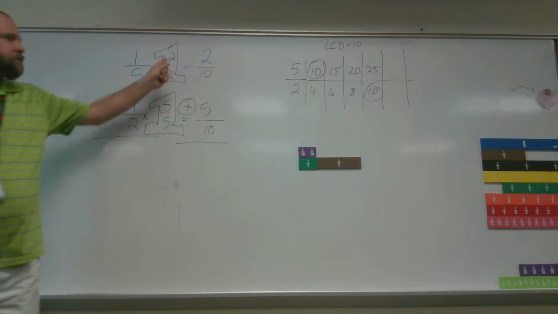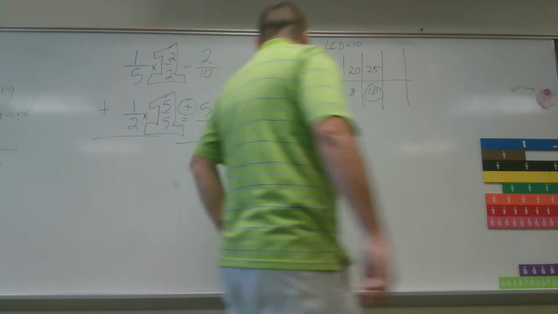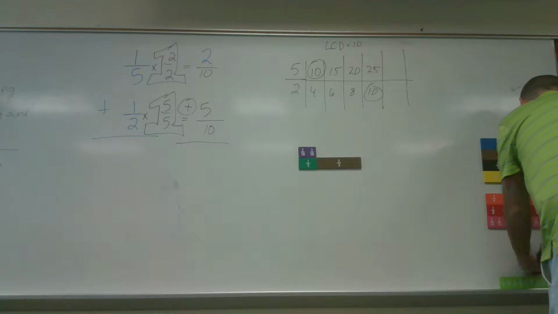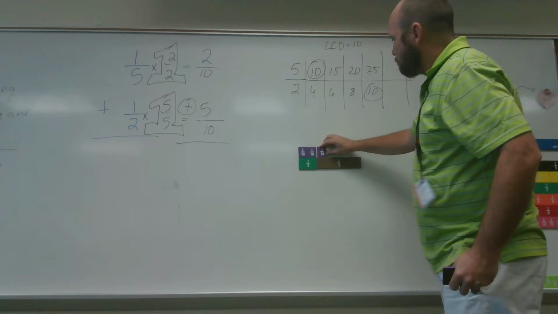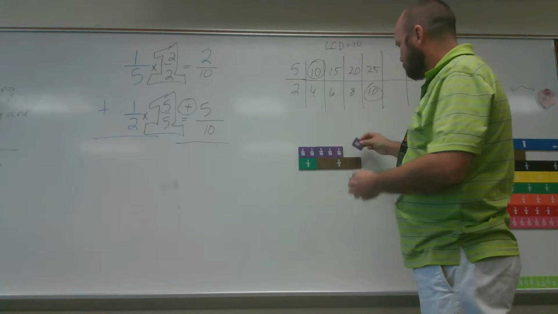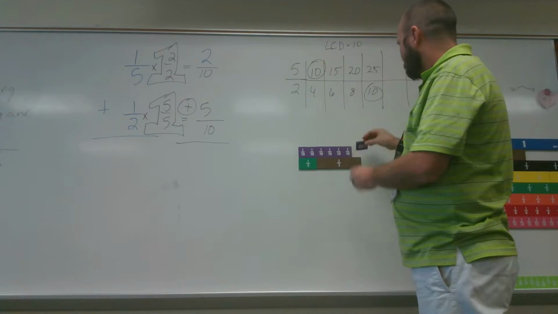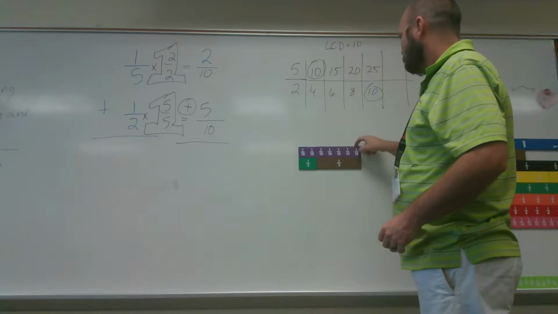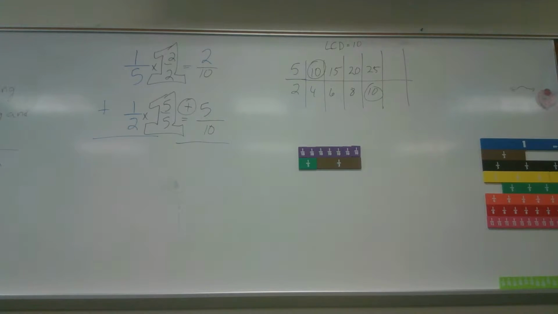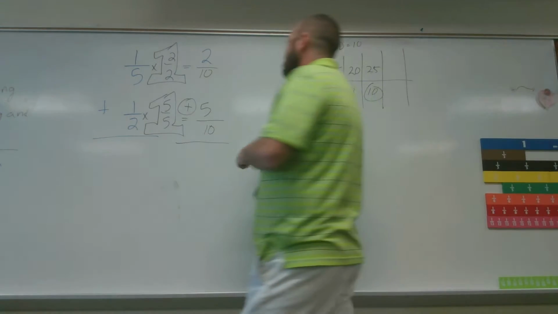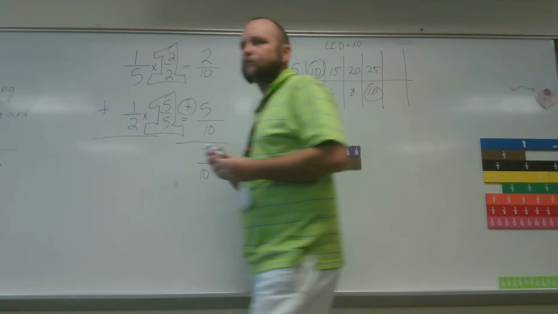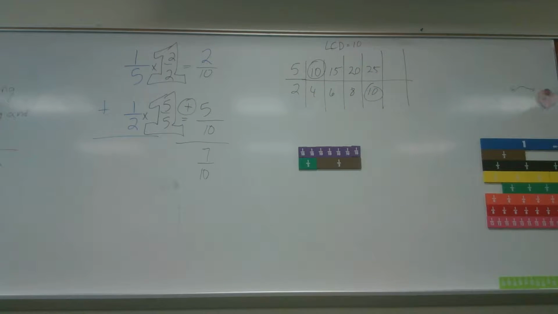Let's prove it. 1/2, we said, equals 5/10. I just don't believe you unless I see a picture of it. So 1/2 is going to be the same value as 5/10. We have found our common denominator. We have 1/5 plus 1/2 equals how many tenths? 7/10. 1/2 plus 1/5 equals 7/10. And we proved it with our fraction strips.